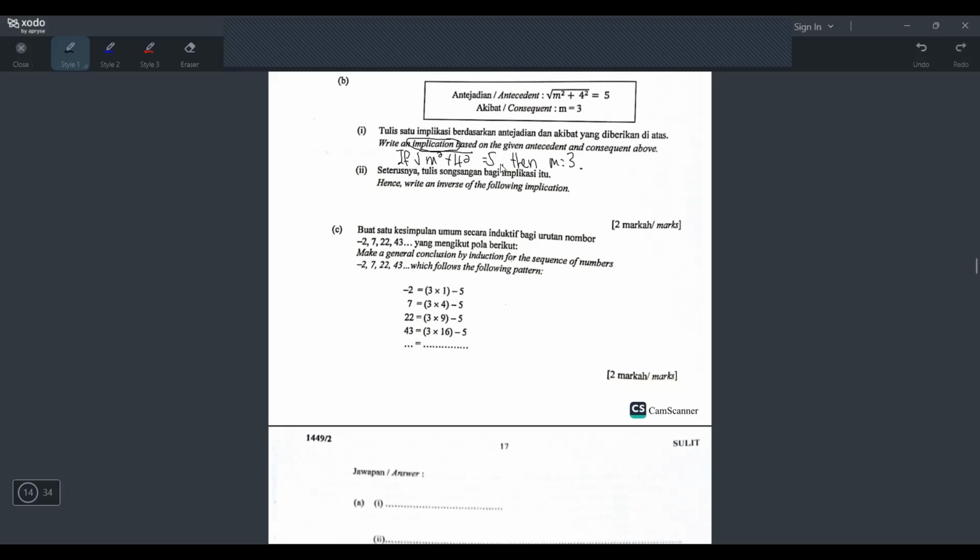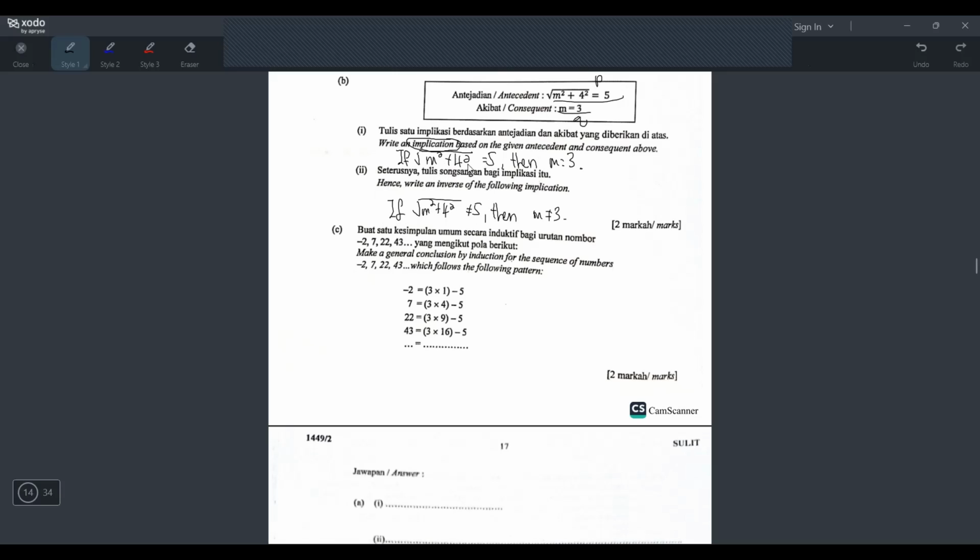So easy, right? Okay, what about number 2? Write an inverse of the following implication. Okay, this is your P, this is your Q. For inverse, you have to write if not P, then not Q. It means you have to do negation. So it will be if square root m square plus 4 square not equals 5, then m not equals to 3. It means we do negation for both, right?